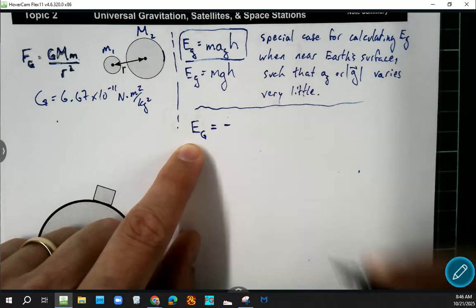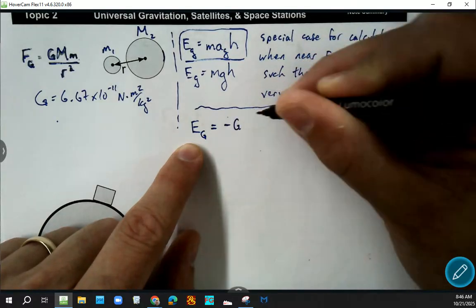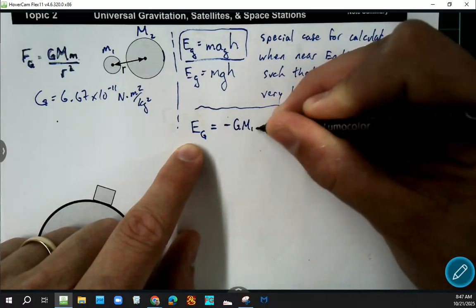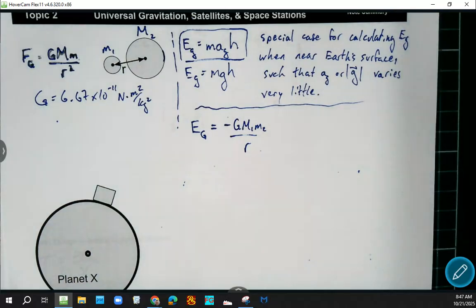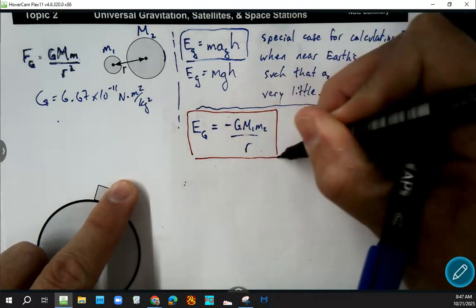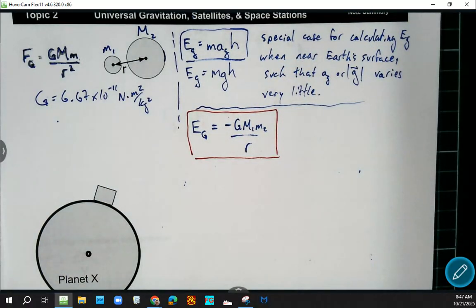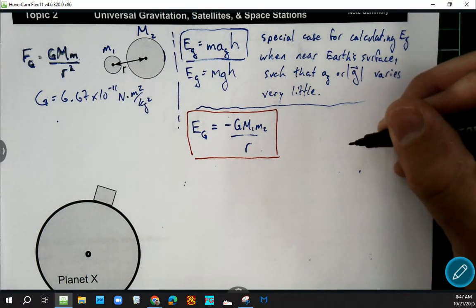But right now, I want you to just take it as a matter of trust that we could write it as negative big G times mass 1 times mass 2 over r. And of course, r is the same as with the force formula: the distance between the centers of the masses of mass 1 and mass 2. Maybe we can do a little tickling of the brain here, talking about where this negative value might come from.